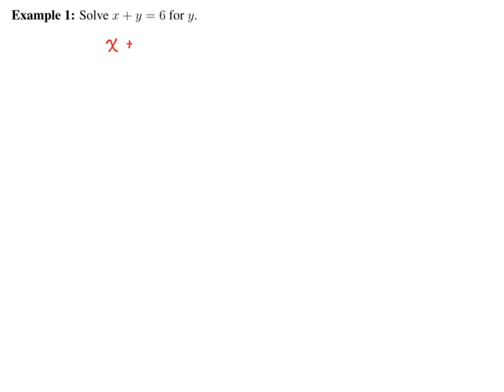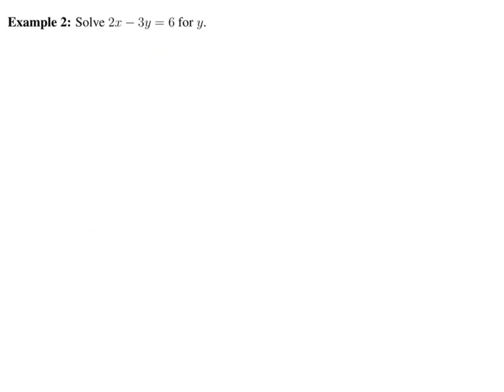Just because there's a bunch of other stuff with words and whatnot around the equation, I like to rewrite it. And then to solve for y, we're going to need to subtract x from each side. That way the x's will go bye-bye. And so y equals negative x plus 6. If you choose to write 6 minus x instead, y equals 6 minus x, that's also just fine. That was a pretty easy example.